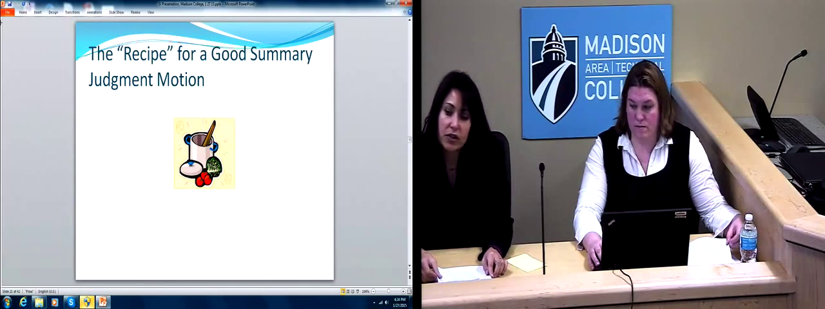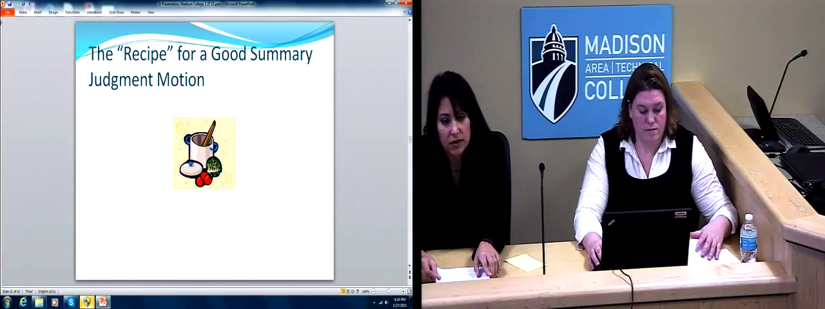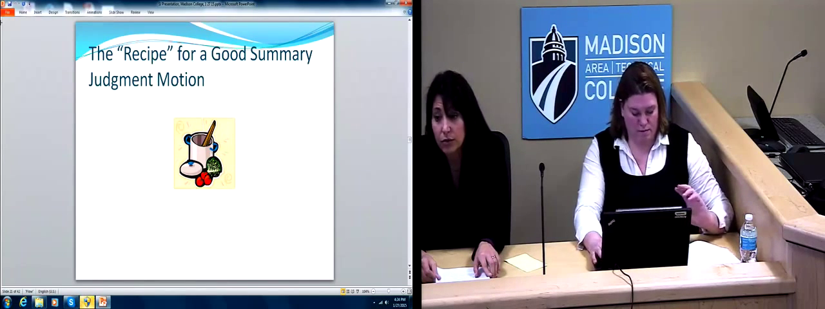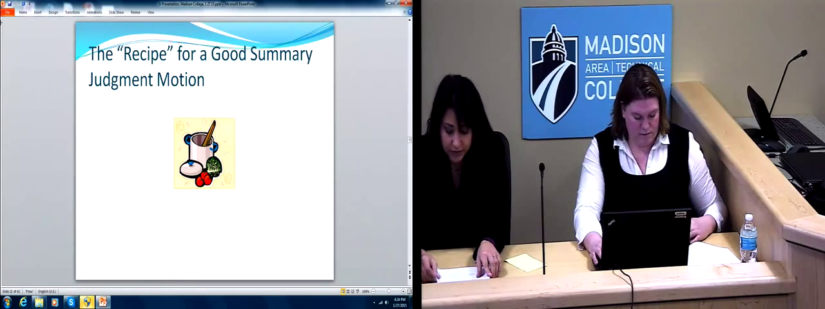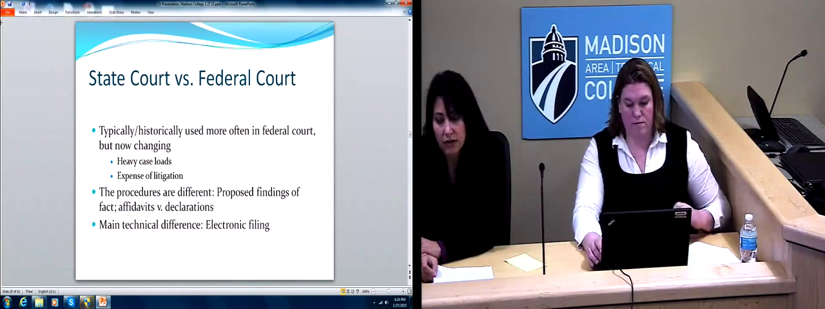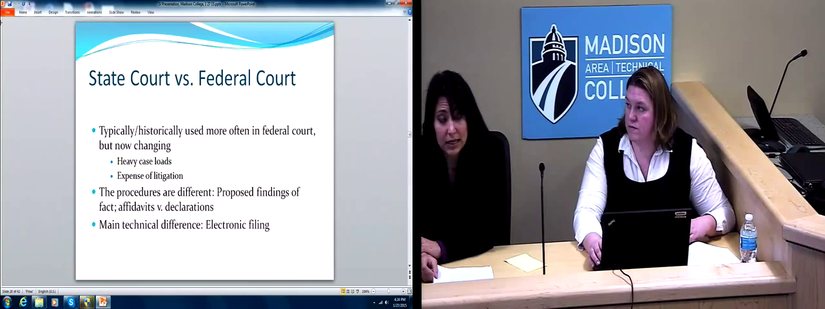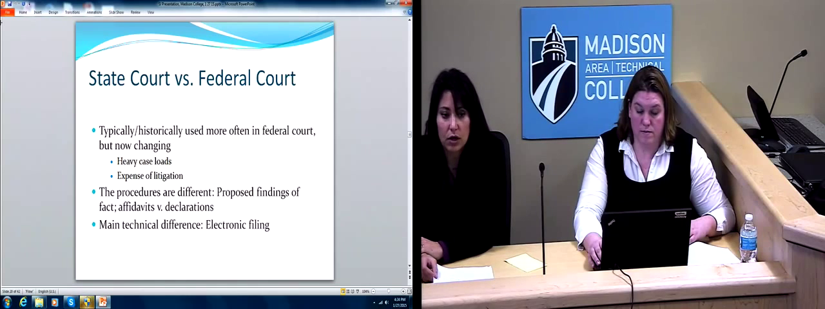The procedures are different, the filing procedures, and again, in state court and federal court, this is where you go back to your roadmap and the statutes and the rules. For example, one of the biggest differences in federal court, you have to file something called proposed findings of fact, which is a separate document that lists facts separately. But in state court, generally, that's not a requirement.